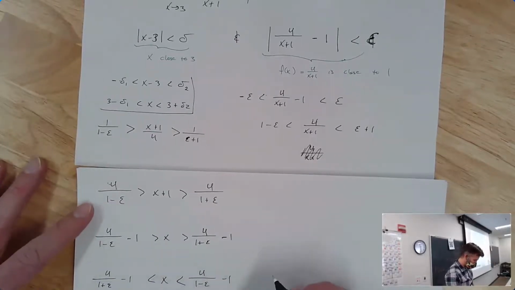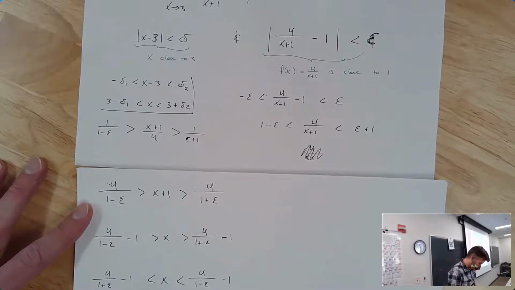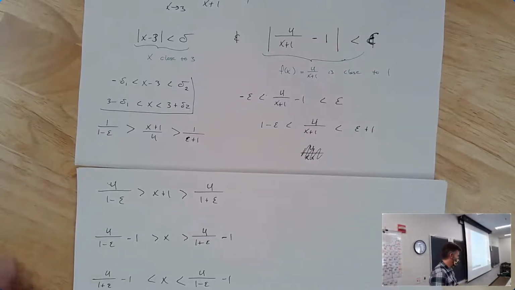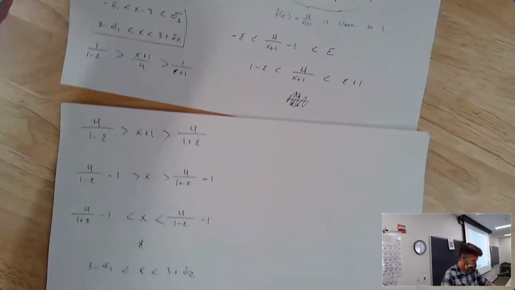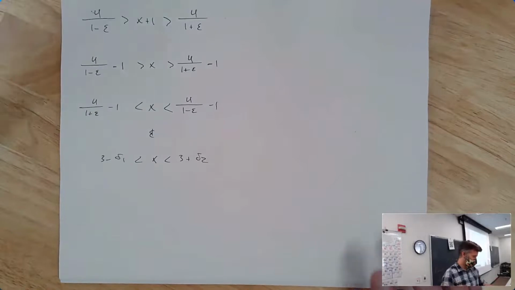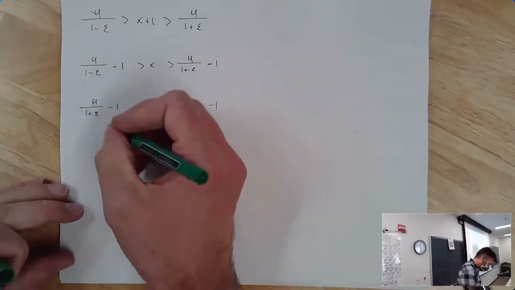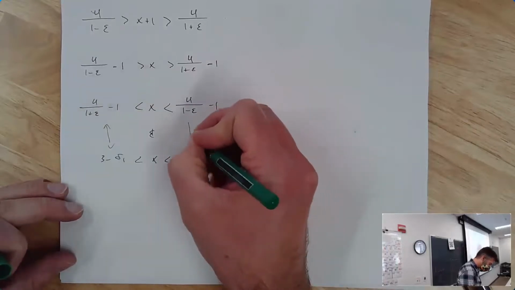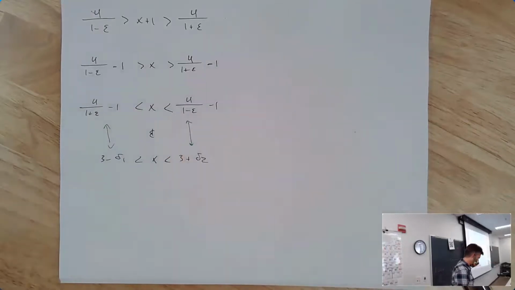And we also have the other condition. x is between 3 plus delta 2 and 3 minus delta 1. And so this is where things continue to get gross. We're going to set these equal to each other and these equal to each other.